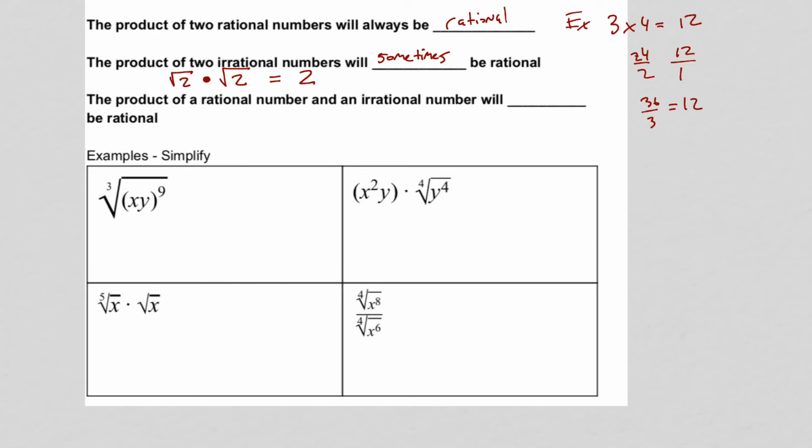The product of a rational number and an irrational number will never be rational. Never. So if I have the rational number 2 and it's multiplied by the irrational square root of 2, this 2 square root 2 is irrational. That simply means I cannot express it, like I can 12, as a ratio of two integers.